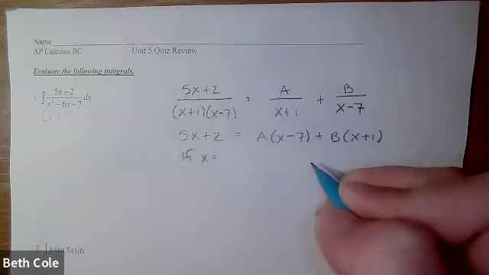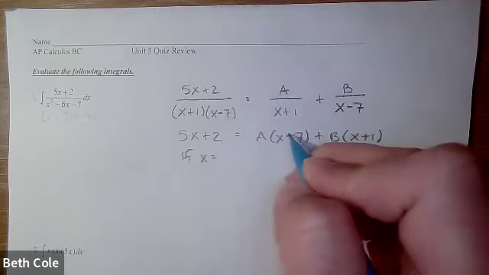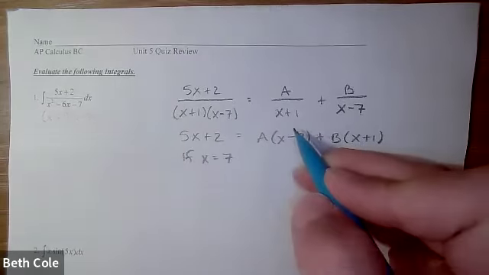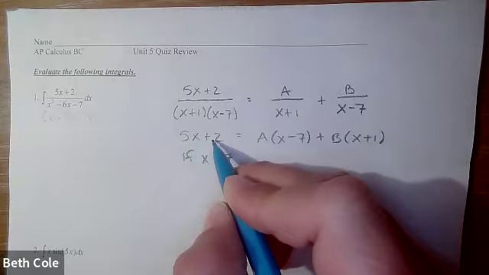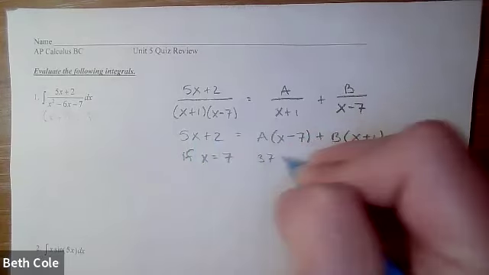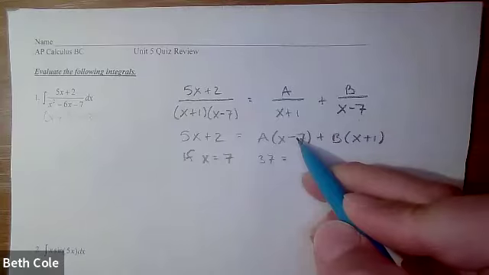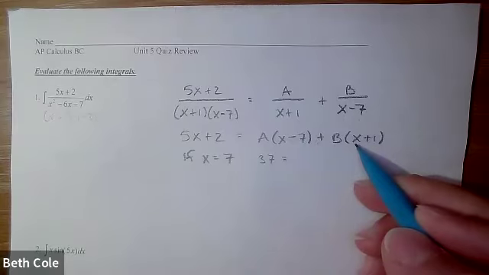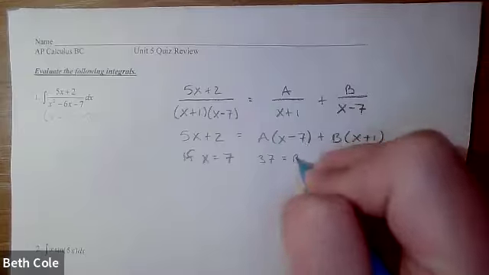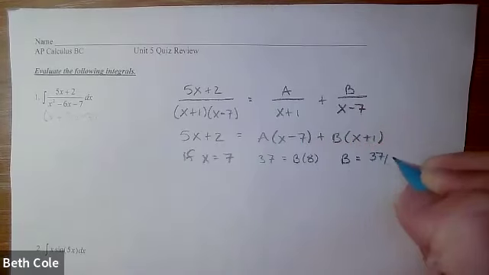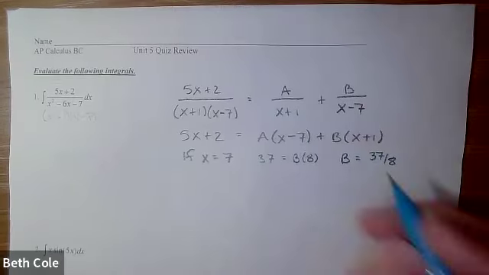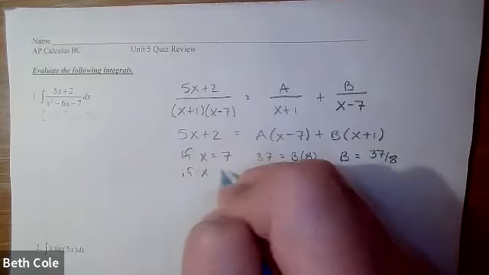So if x equals, and I'm going to make the first one be 7, then we're going to have, what would that be, 35, 36, 37. So 37 equals, this part will cancel, that was the whole idea, and it would be b times 8. And so if you divide over, b is 37/8. It just comes out to whatever it comes out to, so don't let that bother you.